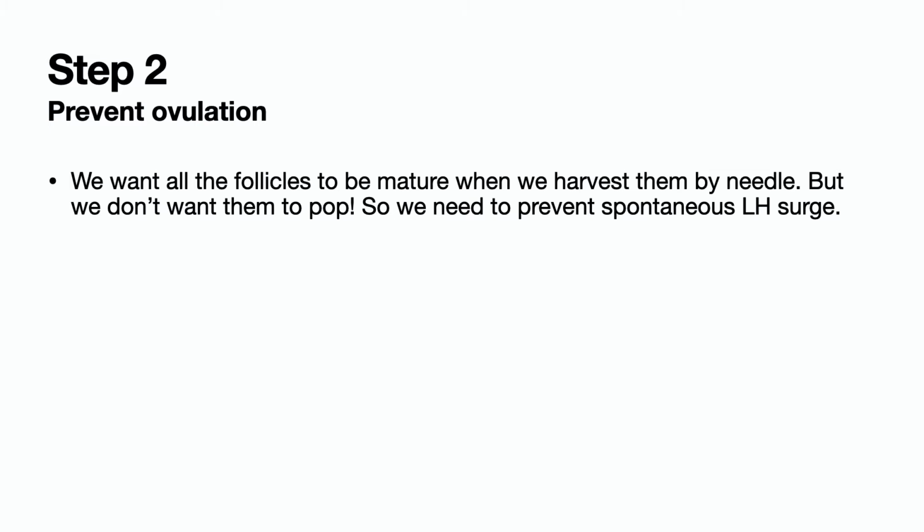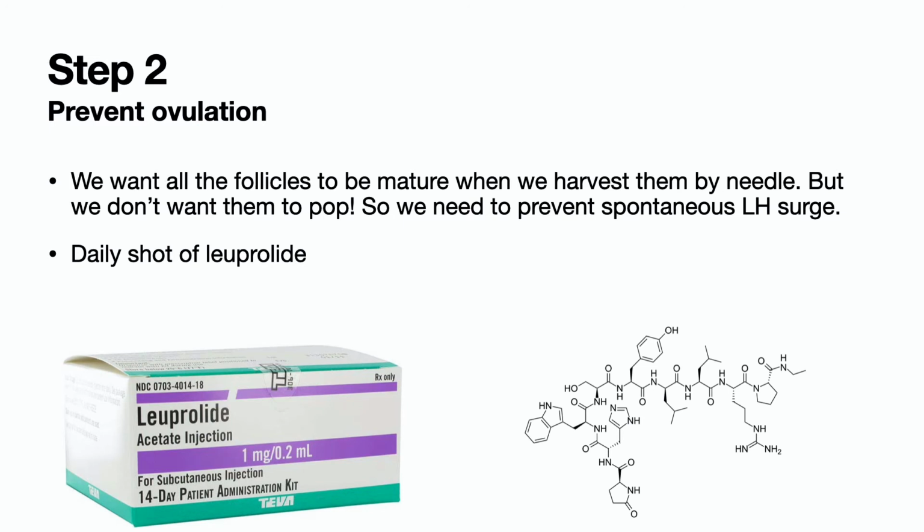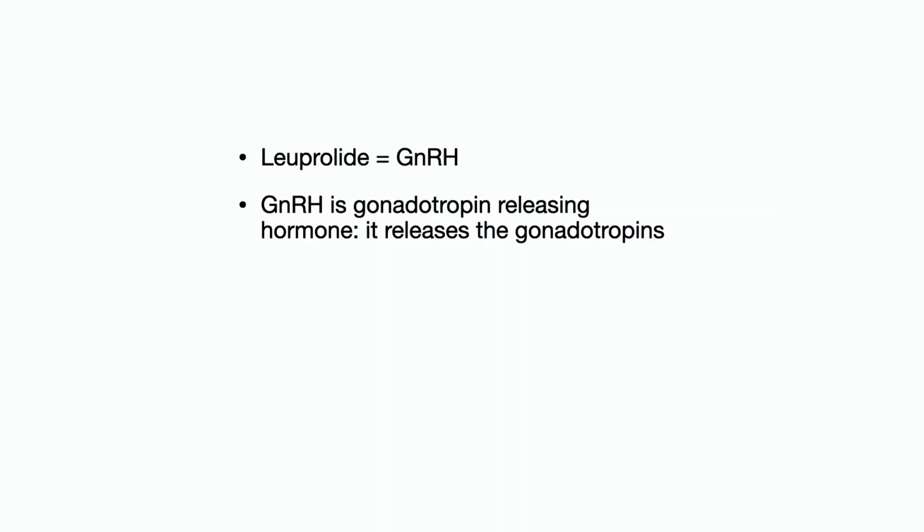Again, I want you to ask yourself, how would I do this? Well, the answer is that we basically shut down the body's natural gonadotropins using a daily shot of leuprolide. Now, what is leuprolide? Leuprolide is just GnRH, gonadotropin releasing hormone. Why don't we just call it that? I don't know. It's called leuprolide when you give it as a medication.